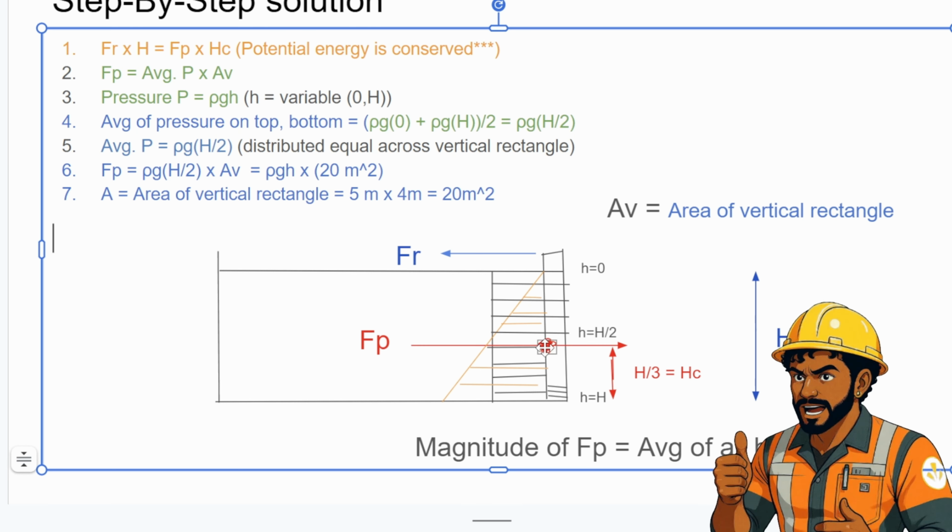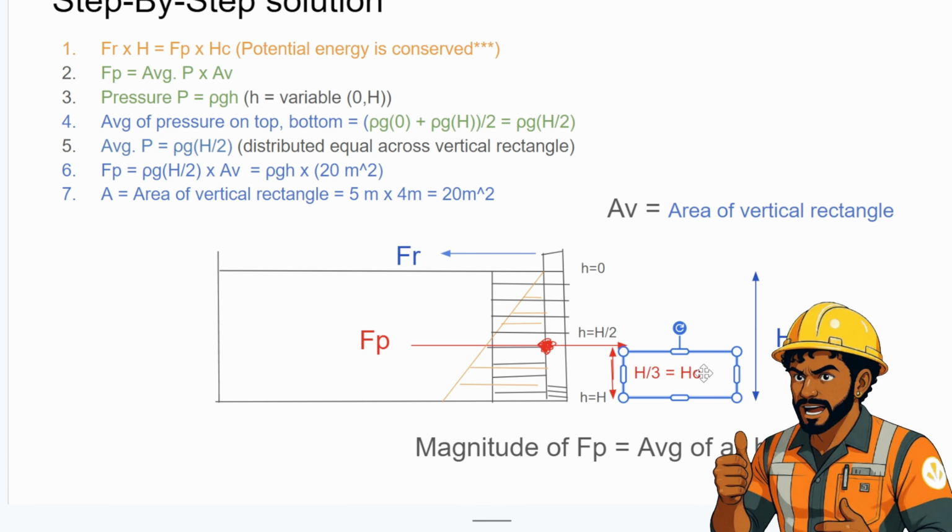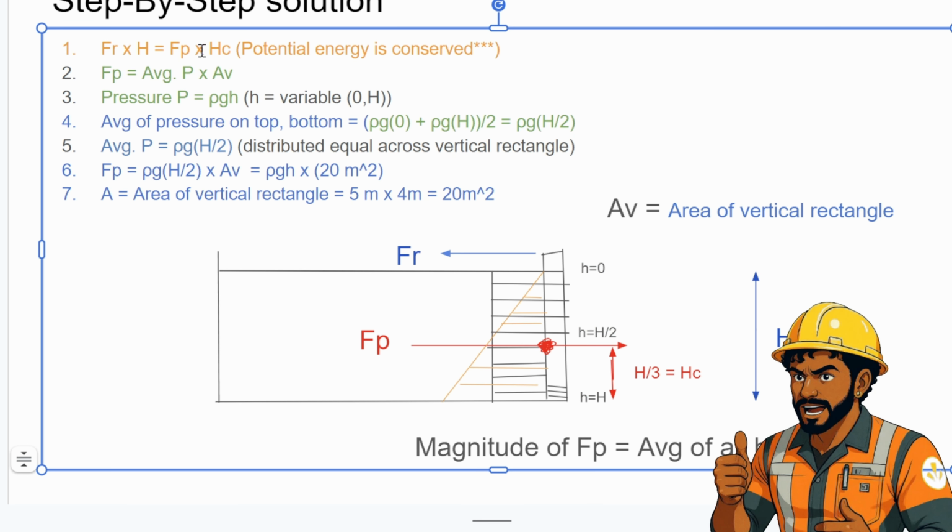So where is the centroid of the triangle located? It is located at a height 1/3 times the height of the triangle. 1/3 times the height is nothing but h by 3. So hc is h by 3. Got it? Now if you substitute this hc over here, and we already calculated Fp through the average distribution of pressure, we already know what the height is from the question, we'll be able to simply find out the resultant of forces Fr. As simple as that, guys.